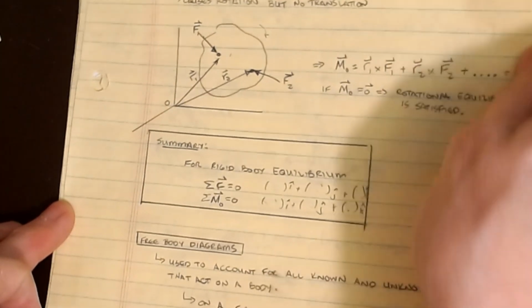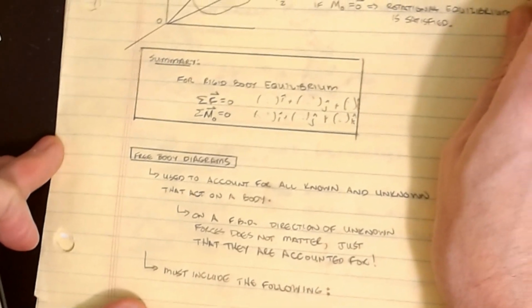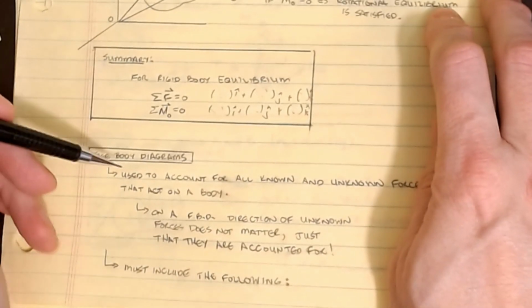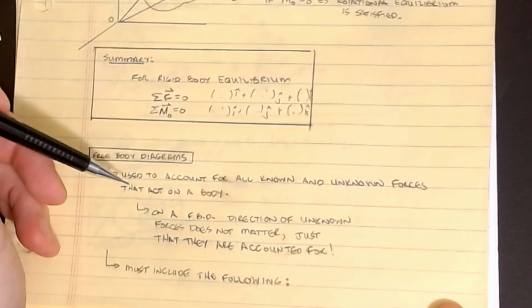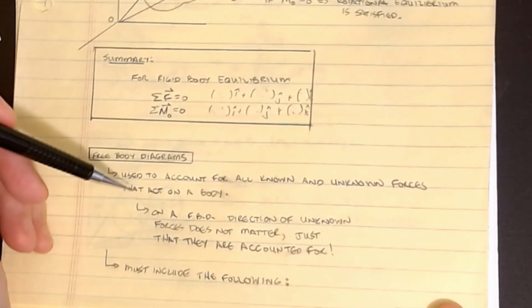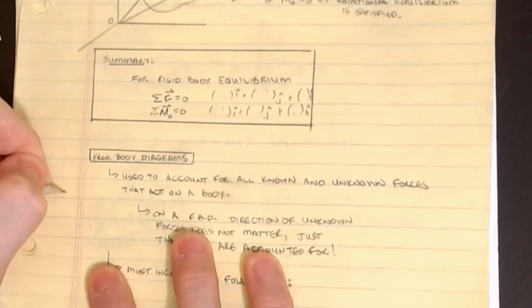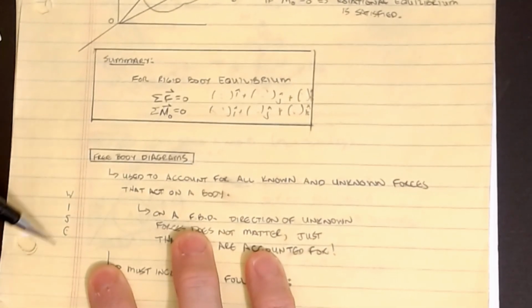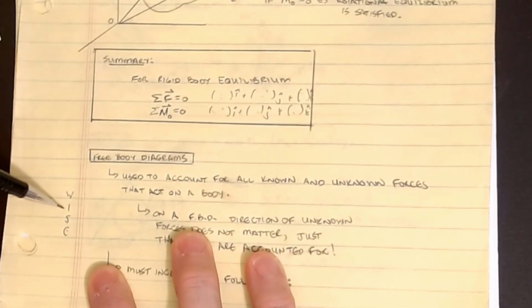Okay, now in the last video, we also talked a little bit about free body diagrams. This is the picture that has to be drawn in which we account for all known and unknown forces that act on a body. If you remember, we talked about the W.I.S.E. analogy. If you don't remember what these are, go back and look at the video previous to this one. W is the self weight, I is the internal forces, S is support reactions, and E is external applied loads.